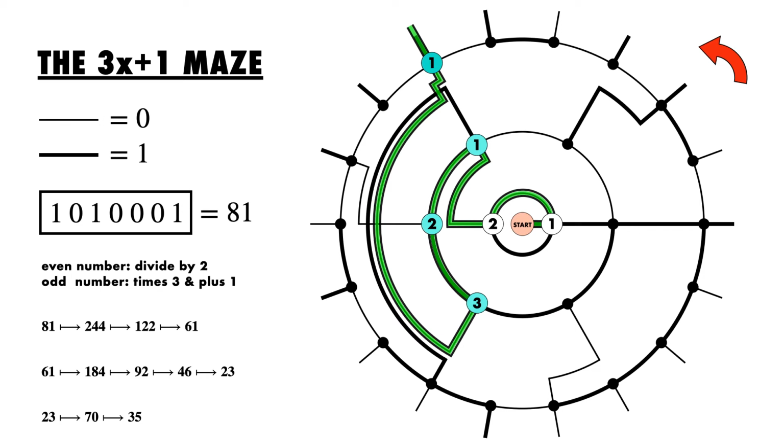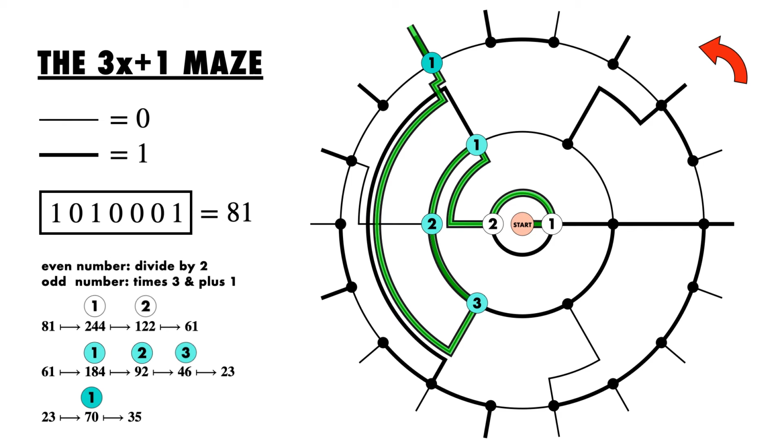And now we look at how many even numbers we have between the odd numbers, starting from 81. And what do we see? We have 2 even numbers between 81 and 61, which is exactly the number of visited nodes in the first circle. Between 61 and 23, exactly 3 even numbers, the number of nodes visited in the second circle, and we only visited 1 node in the third circle, which is exactly the 1 even number between 23 and 35. Cool. And this works for every walk through the 3x+1 maze.